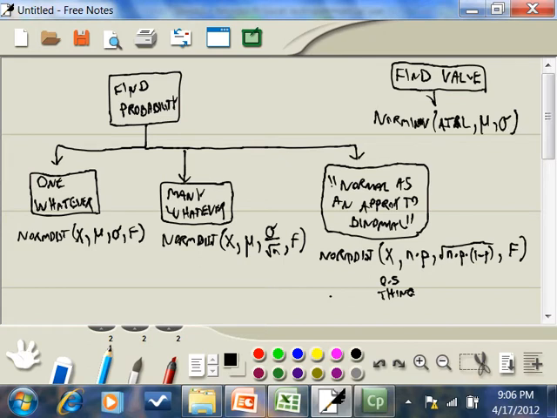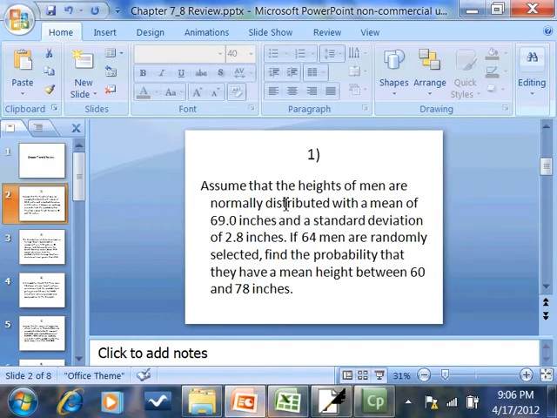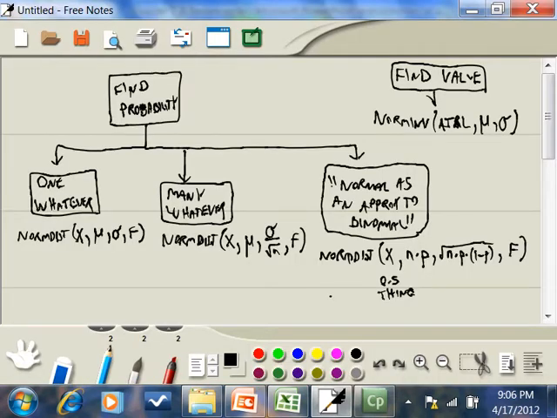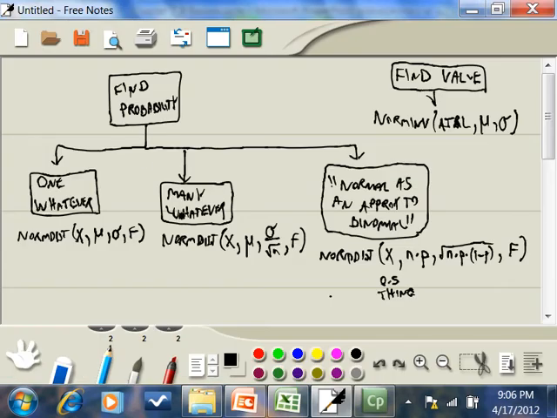So let's take a look at some problems here. Assume that the heights of men are normally distributed with the mean of this, standard deviation of this. If 64 men are randomly selected, find the probability that they have a mean height between 60 and 78. Find the probability. So we're at this box right here. We're talking about 64 men, so we're talking about the many whatevers. This is how we're going to plug it in.